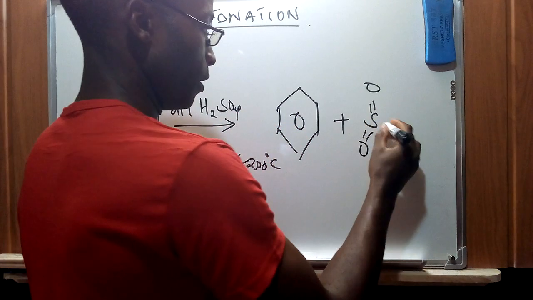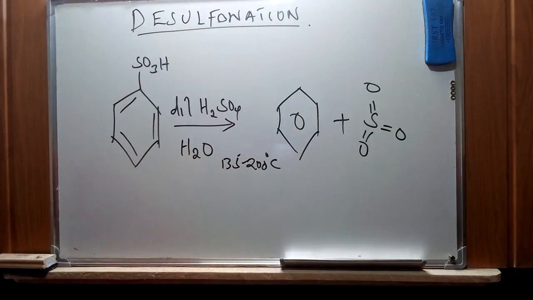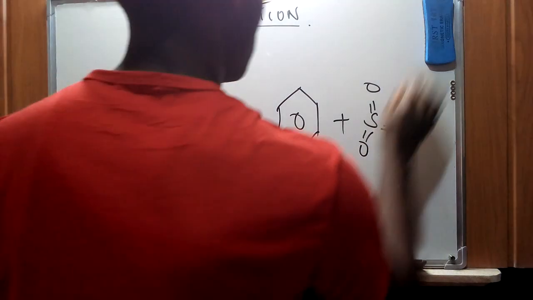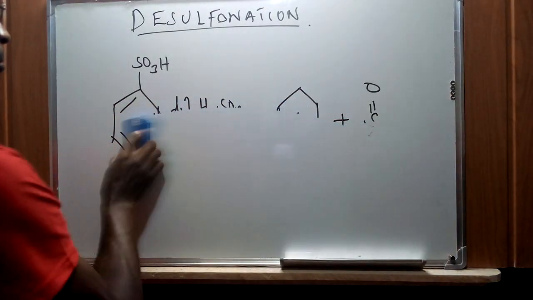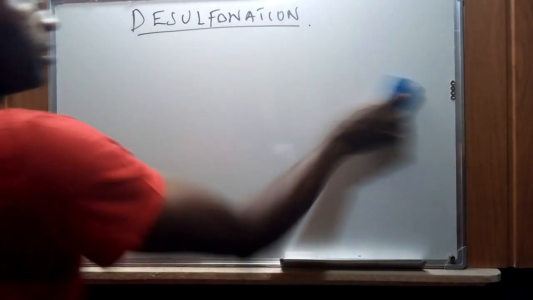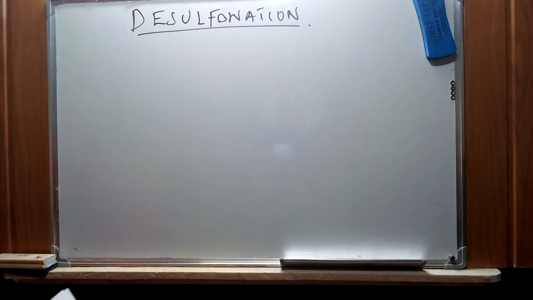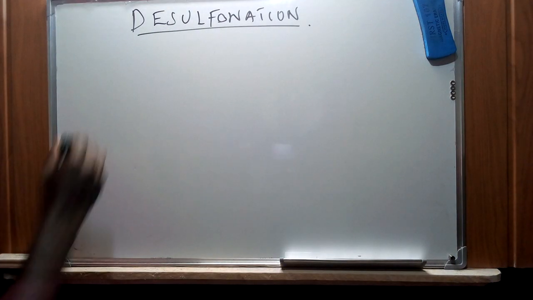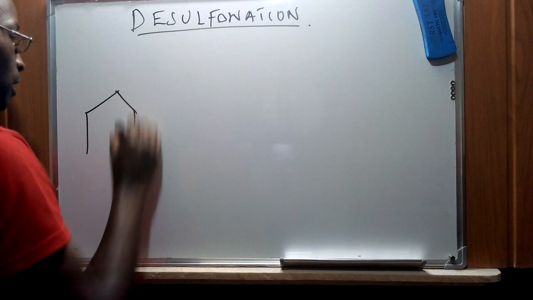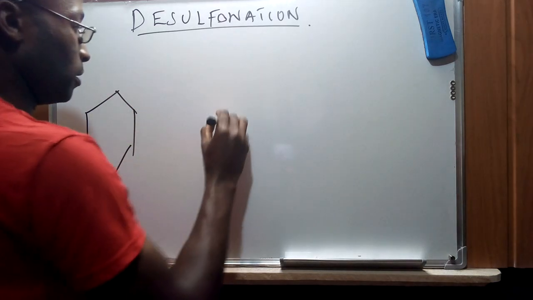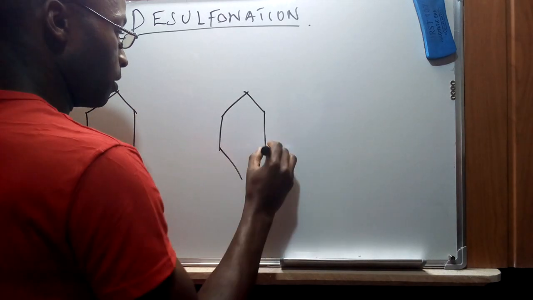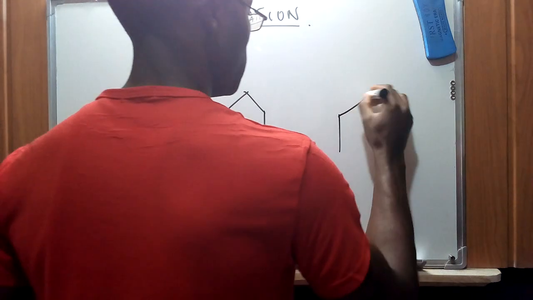Of course, in water the sulfur trioxide will form an acidic compound, but in this case these are the products which are achieved. Now we are going to look at a reaction mechanism that leads to the formation of these products, this reversible process of sulfonation that we have called desulfonation. I'm just going to use these three molecules to write a summary of the reaction mechanism that is taking place.